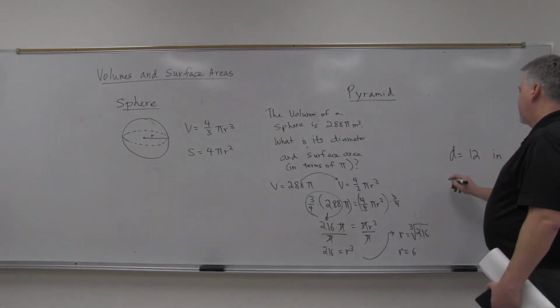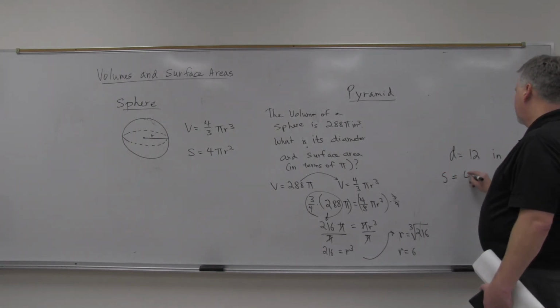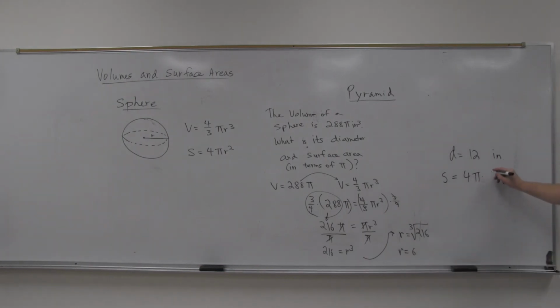And then the surface area is 4 pi times the radius squared. So 4 pi times 6 squared. They want it in terms of pi, so 36 times 4 is 144. And that's inches squared.